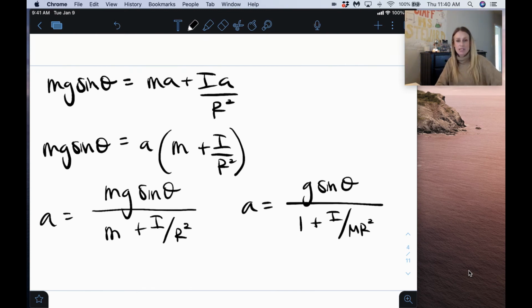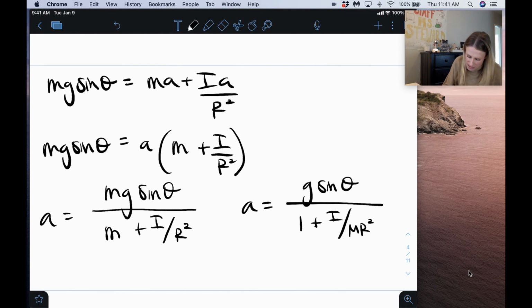The reason that the book does this is because not only does it make it look a little bit prettier, but also when we plug in rotational inertia, if this is the rotational inertia of a disk, that I would be 1/2 m r squared, which makes that calculation a little bit easier because m r squared just cancels out. Same thing with a hoop, then it would be m r squared over m r squared, which is just 1, which then makes the denominator just 1 plus 1. So it just makes our calculation a little bit more simple.